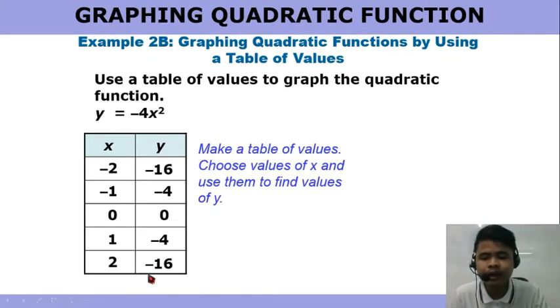And next, bakit negative 16 ang katapat dito sa positive 2? It is because 2 was substituted to x. So, naging negative 4 times 2 squared siya. 2 squared is equal to 4. Negative 4 times 4 is equal to negative 16.